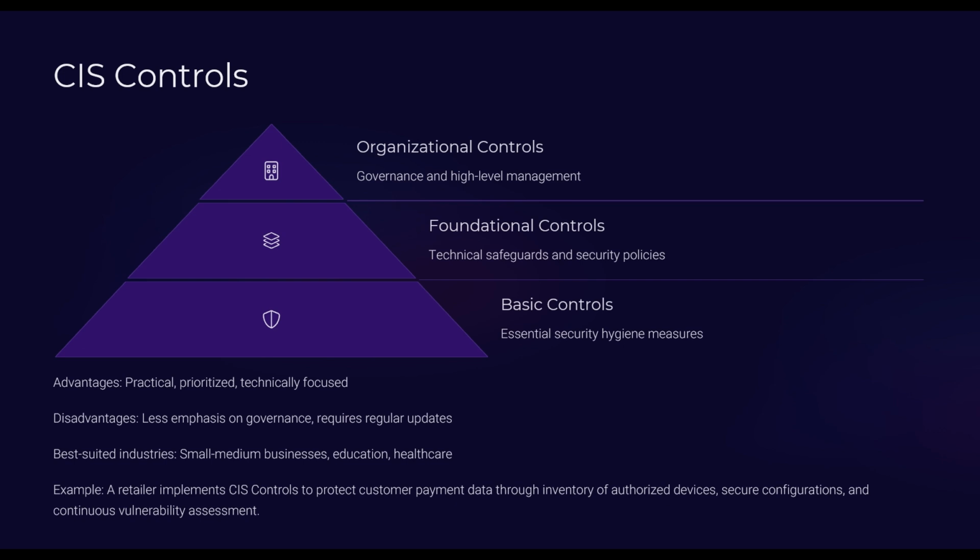As an example, a regional retail chain effectively employed CIS controls to protect customer payment data by first implementing the Foundational Implementation Group 1 controls to address immediate concerns and then adding more sophisticated protections incrementally as their security program matured, resulting in improved payment card industry compliance and reduced security incidents.